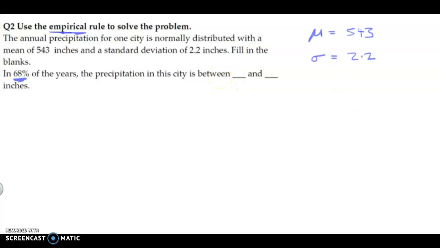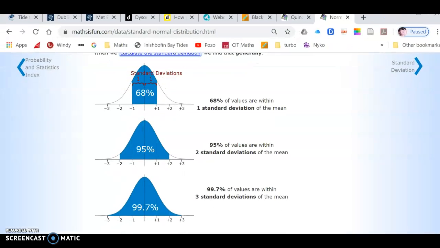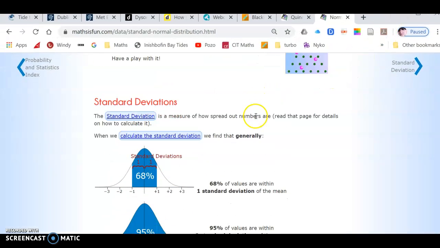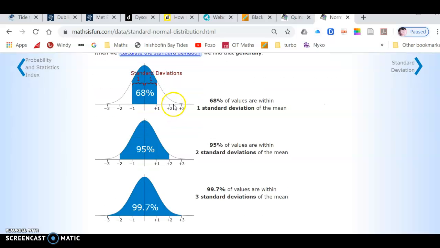Now, here is a website I like a lot. It's called Maths is Fun. And what we're looking at here is the empirical rule laid out in sections. This is a standard normal curve. It's been standardized so that instead of having 543 inches as the mean, we have 0. This is the standard or Z curve. But all normal curves follow this pattern whereby 68% of the area falls between +1 standard deviation and -1 standard deviation.